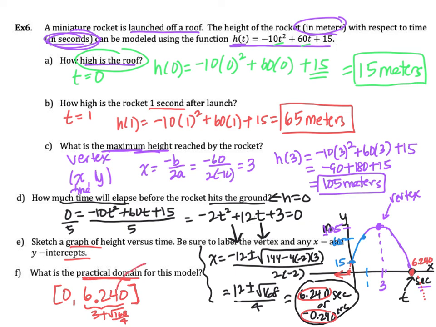If this was a non-calc problem, you wouldn't be able to do that, so you'd be leaving your answer as just 12 plus or minus the square root of 168 over 4, or 3 plus or minus. Only plus, because the negative didn't work because it was a negative time.